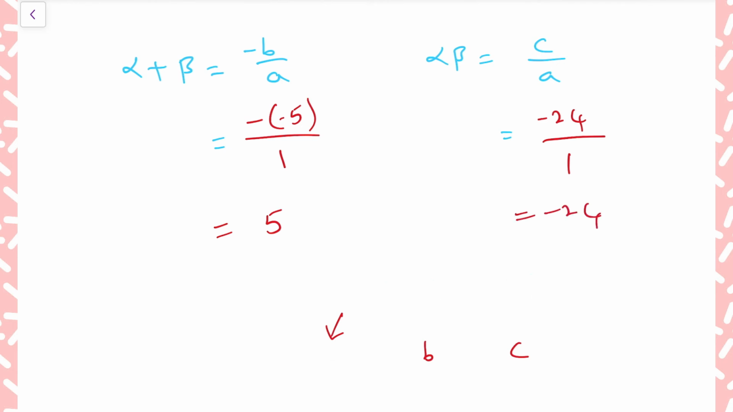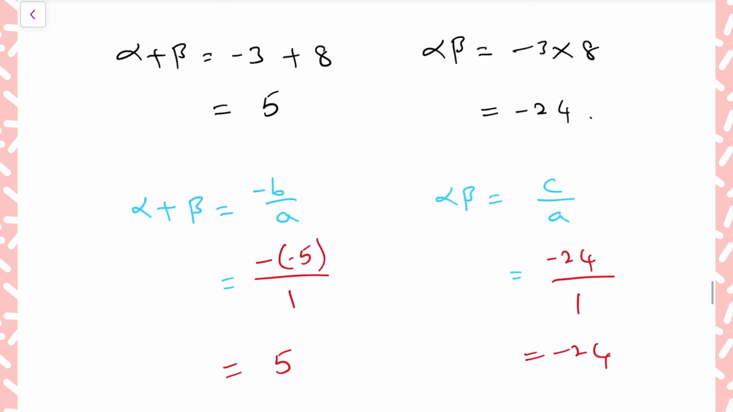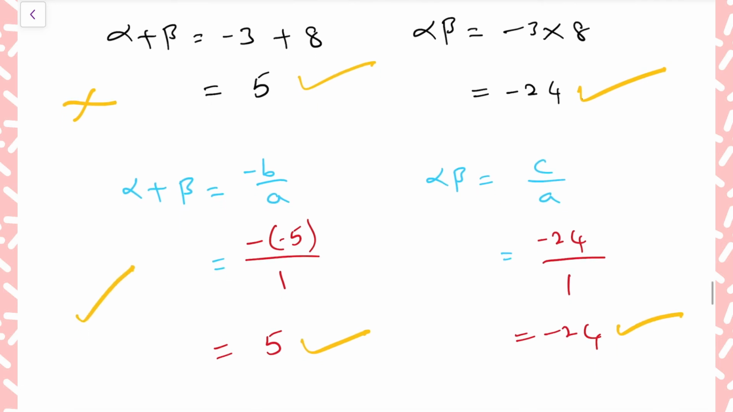Now we need to compare these answers with the previous answers. Alpha plus beta is 5, here also 5. Alpha into beta is minus 24, here also minus 24. So verification completed. This is without formula and this is with formula. In both the cases you got the same answer.